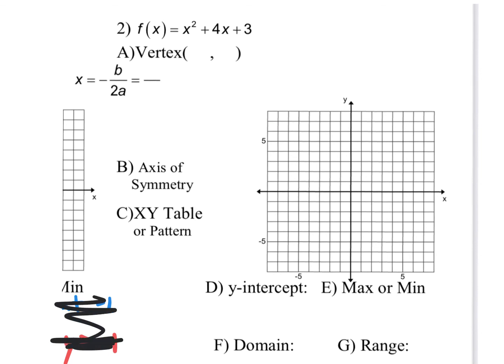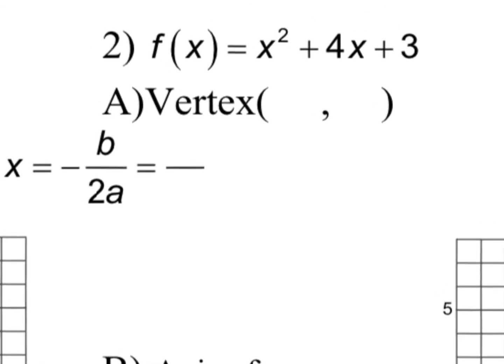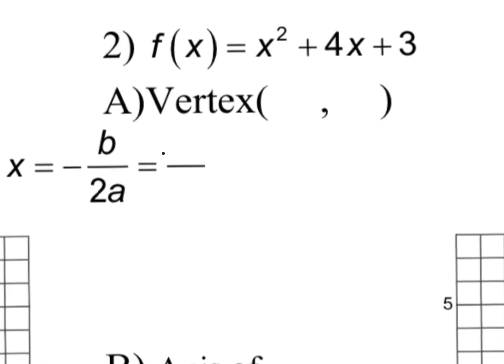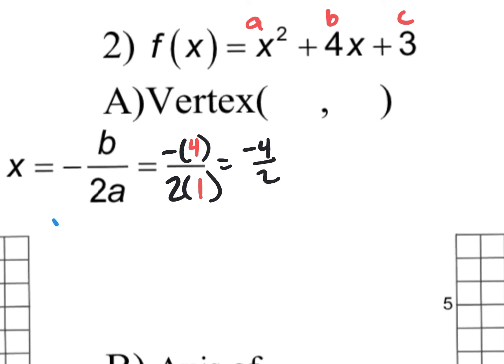Let's find that vertex. Let me zoom in here. To find the vertex, we're using the formula, which obviously will not be provided to you: negative b over 2 times a. The b value is 4, the a value is 1, the c value is 3. So the 4 goes right here, the 1 goes right there. We end up with negative 4 over 2. So that's really saying x equals negative 2. So that's the x value of your vertex.